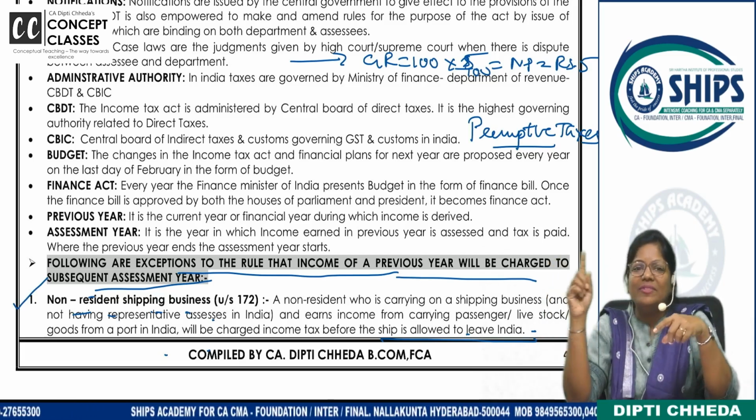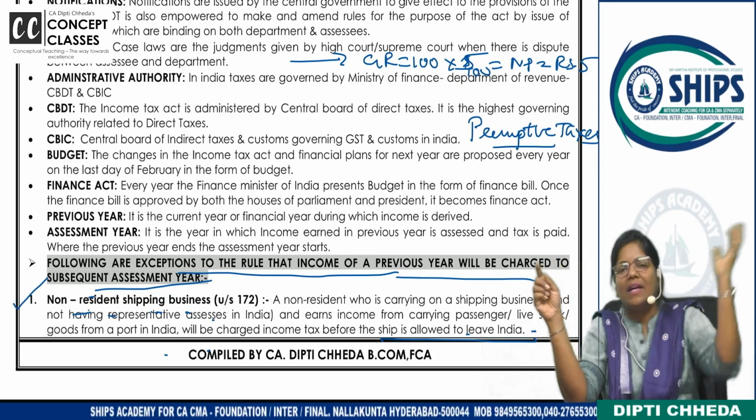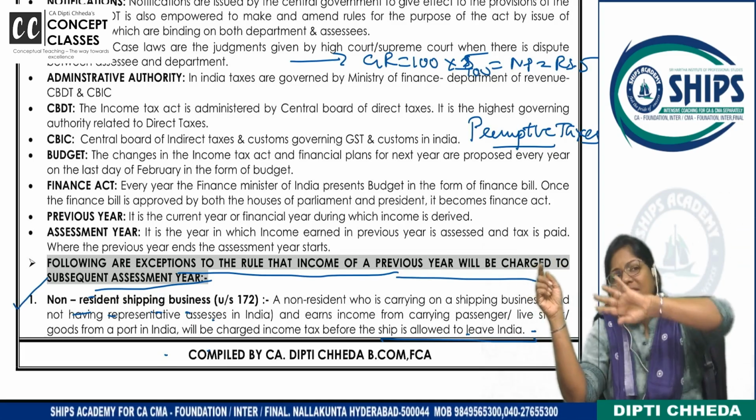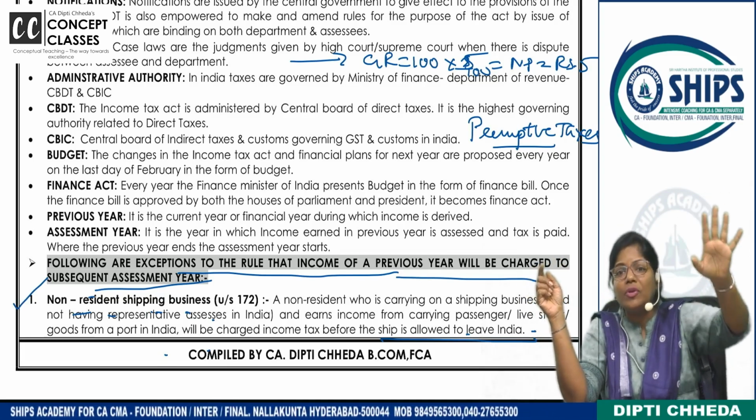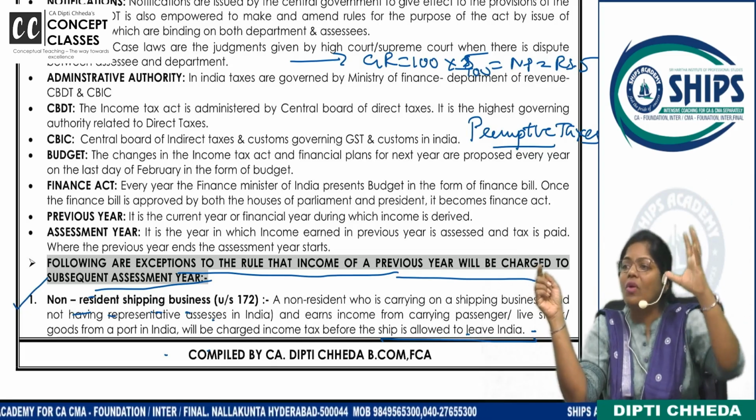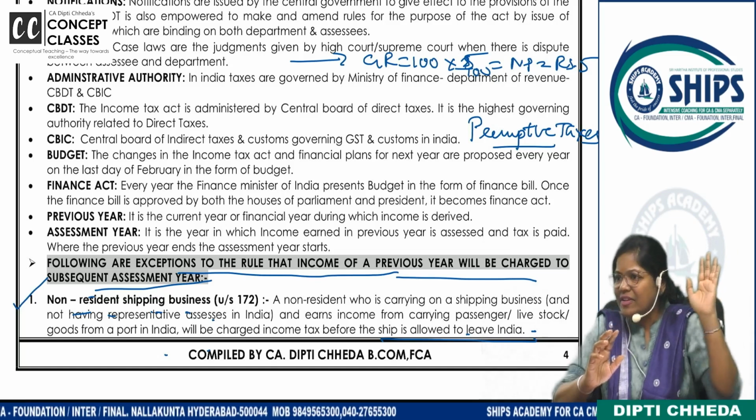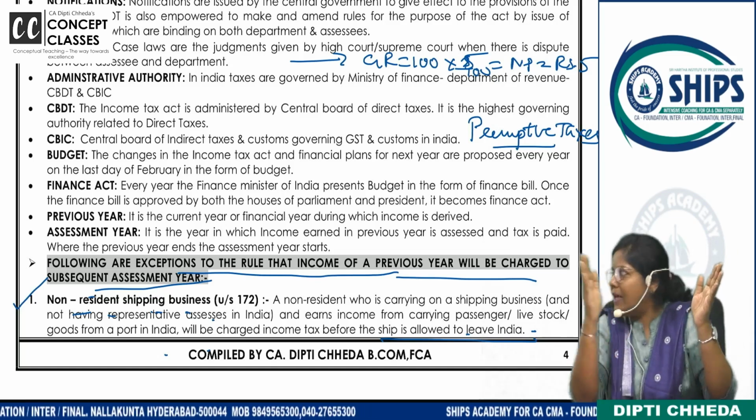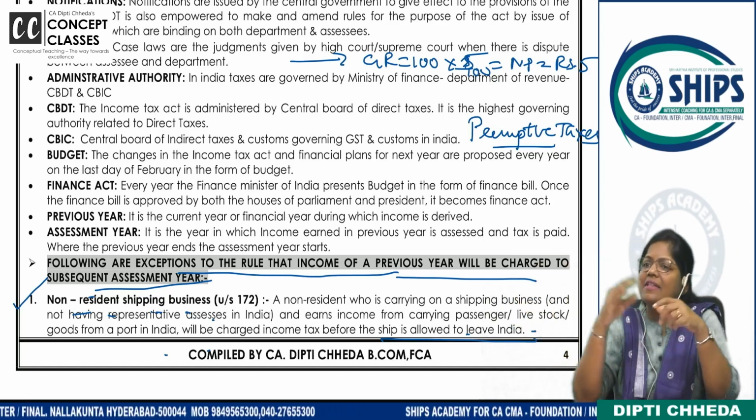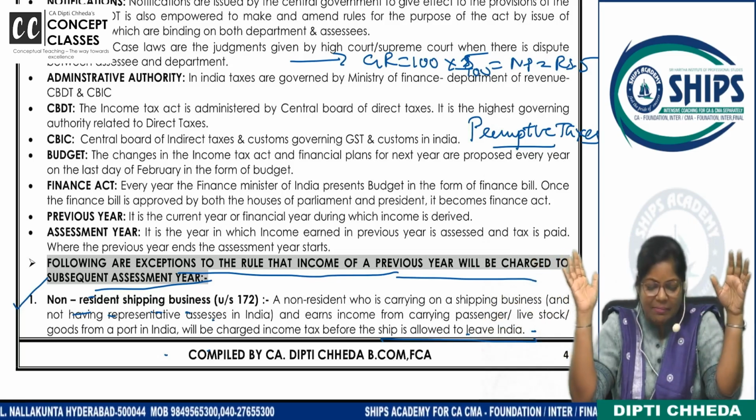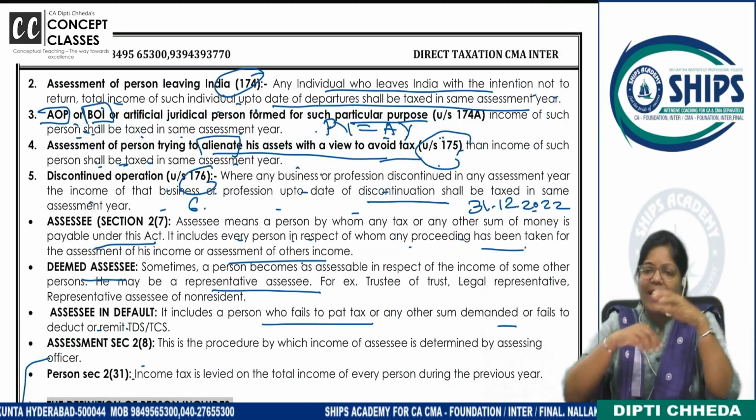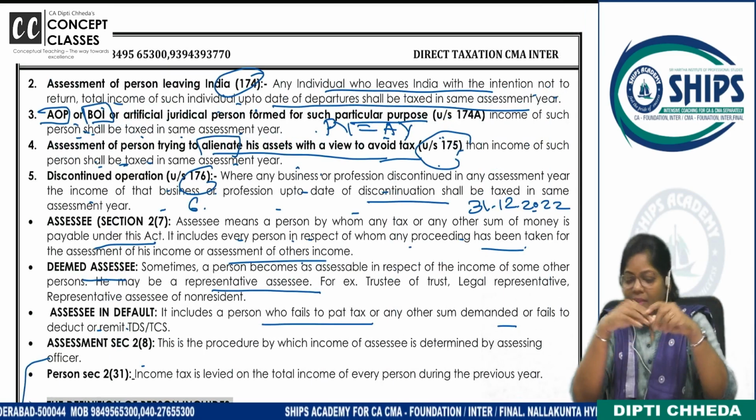First is what? Non-resident shipping company. Come, drop the goods, passengers, take the goods, bye-bye. Before you leave, whatever is your gross receipts, on that percentage you pay the tax and leave. So for a non-resident shipping company, the financial year and the assessment year are the same. Is this clear?